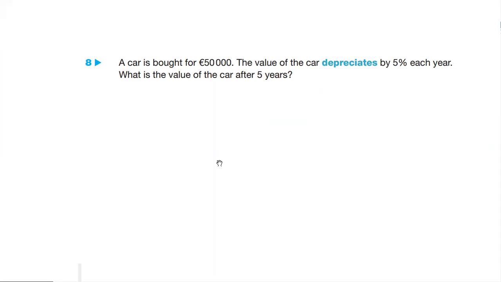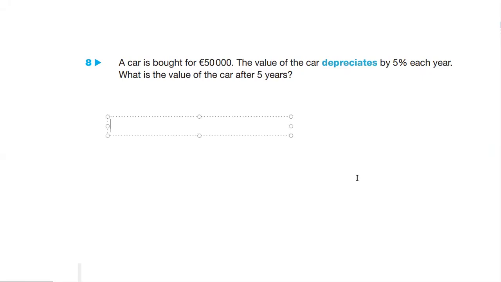Okay? Now, compound interest, as we said, has a rule by itself, or let's say a formula that's used to answer questions regarding compound interest. First, let's take a look at the question here. A car is bought for 50,000 euros. The value of the car depreciates by 5% each year. What is the value of the car after 5 years?